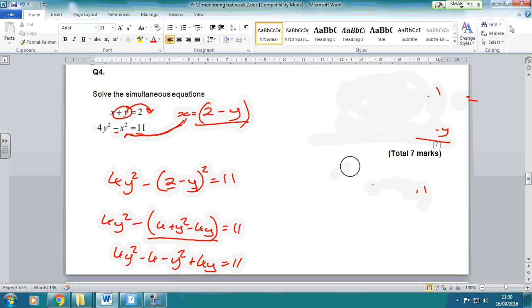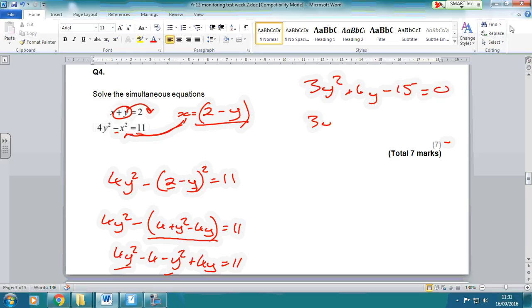So, once we've done that, we're going to simplify and move it all onto the left-hand side. So 4y squared minus y squared is going to be 3y squared plus 4y, and then minus 15. Now hopefully this will factorise nicely. So 3y and y equals 0. And I'm going to stick 5 there and 3 there.